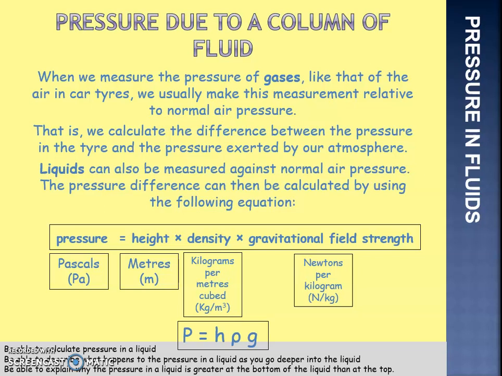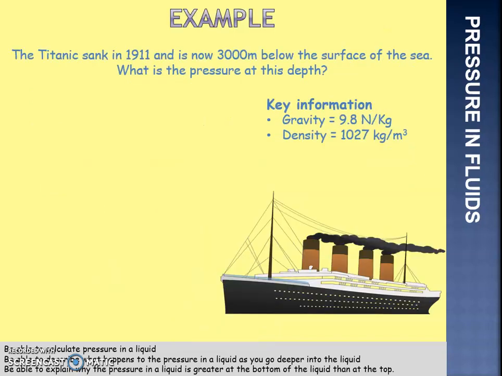Okay, if we have it in symbols, that's P equals H times rho, that's the Greek letter rho, which represents density, times G, which is gravity. So as a quick example, the Titanic sank in 1911 and it's now 3,000 metres below the surface of the sea. What would the pressure be at that depth?